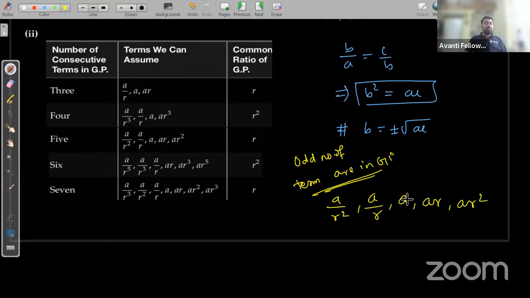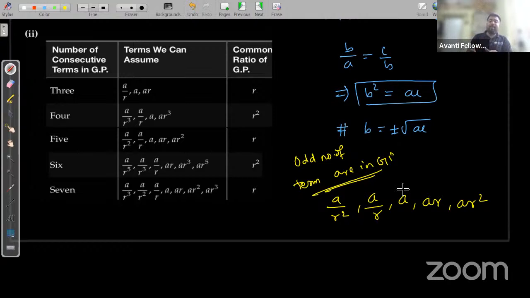So in any question where you require to choose an odd number of terms of a GP, you have to start with A and then accordingly form the other terms, taking the common ratio as R. Is that clear to everyone?